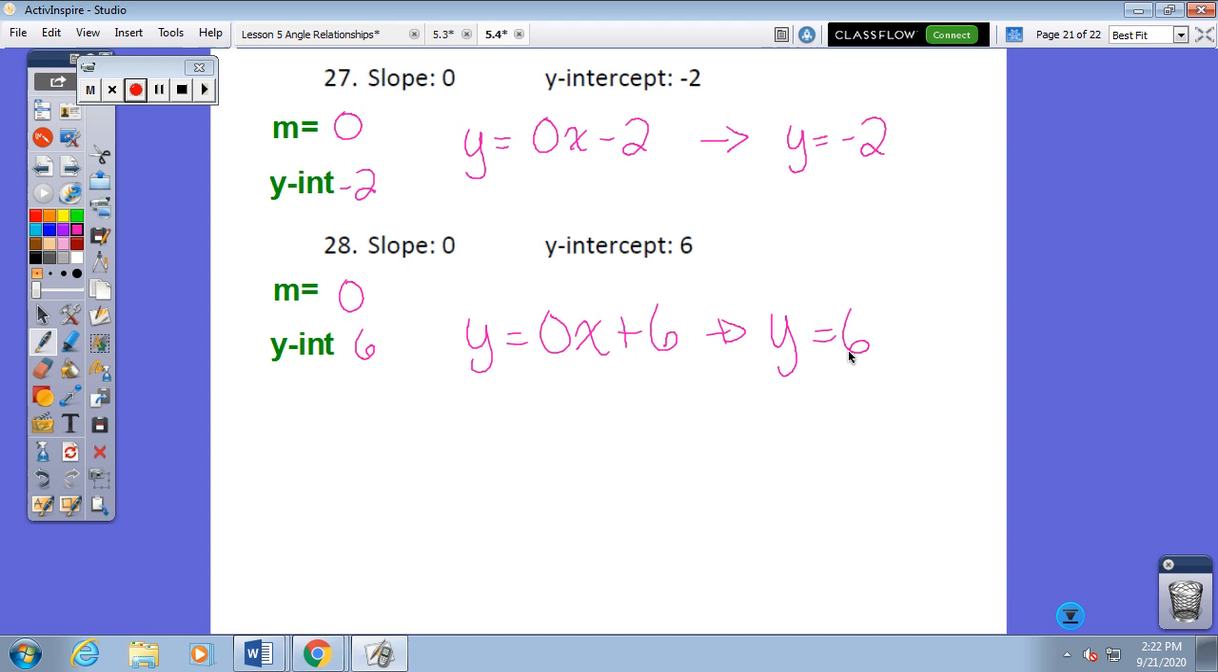And that was what I have for you today on slope-intercept form.